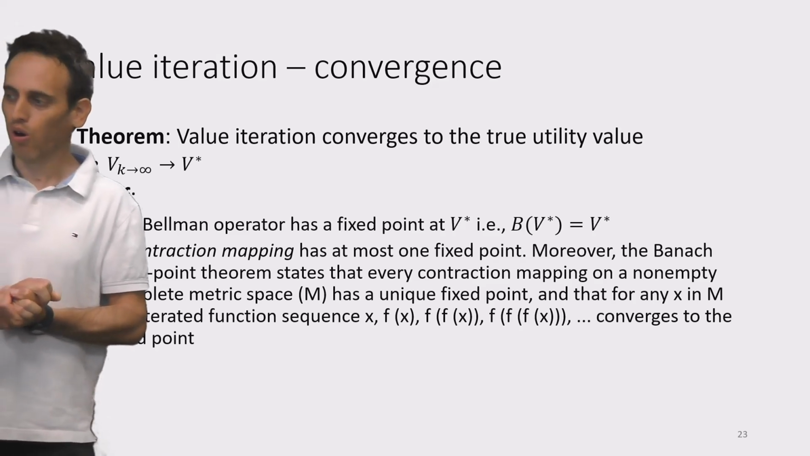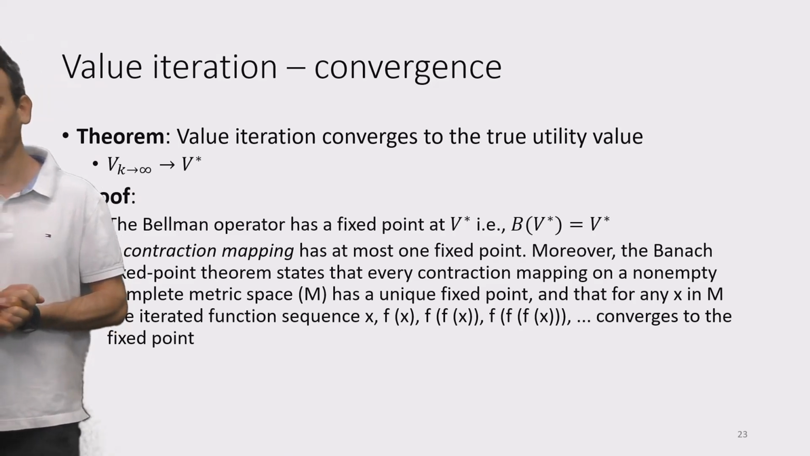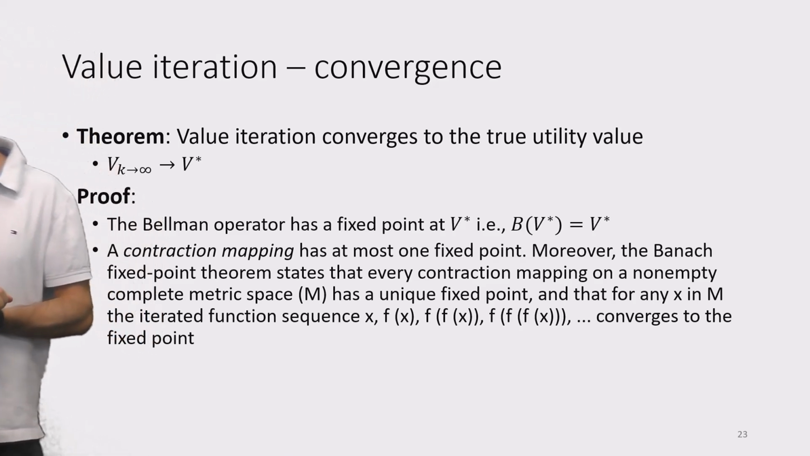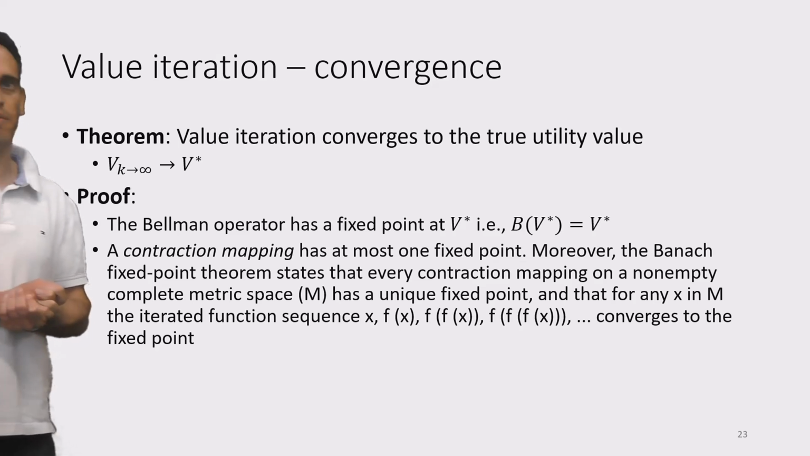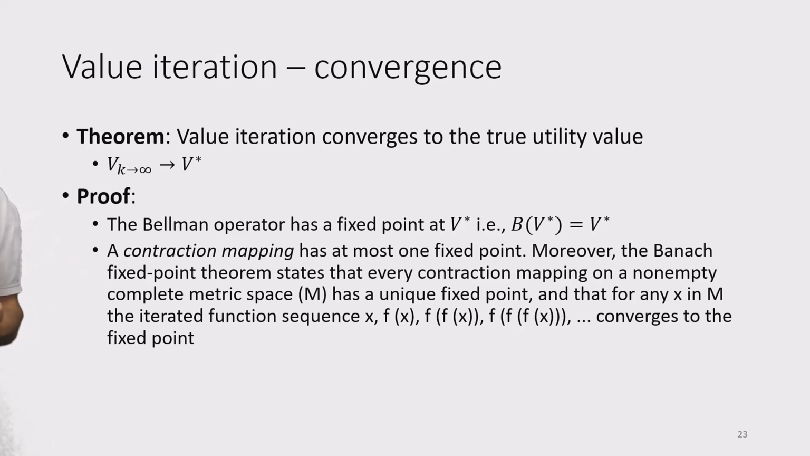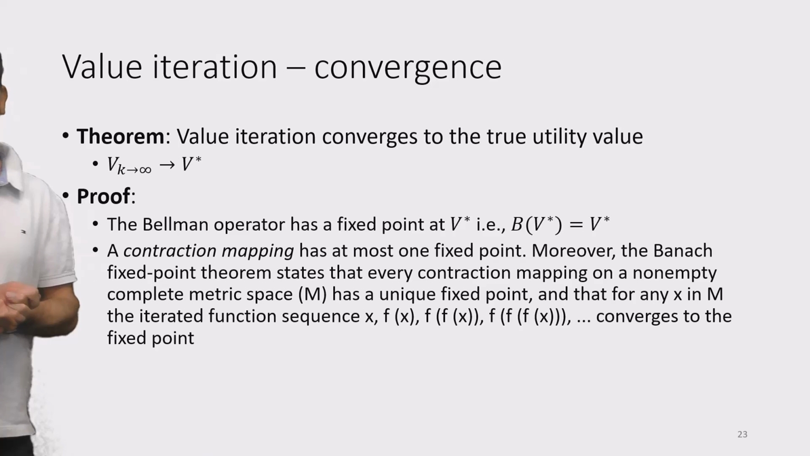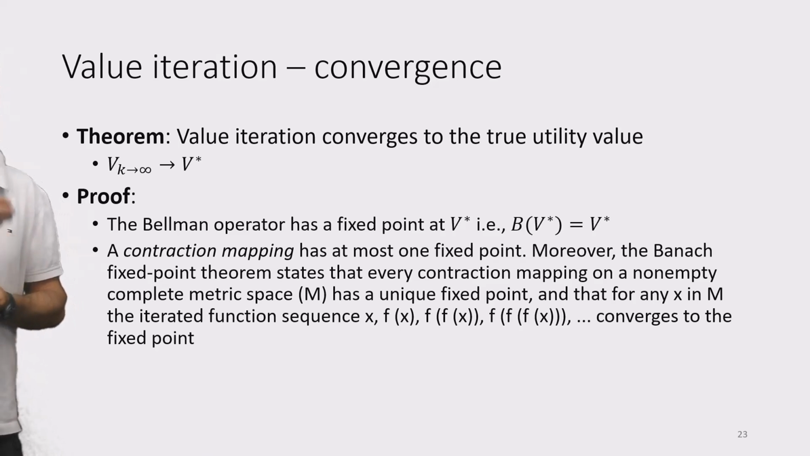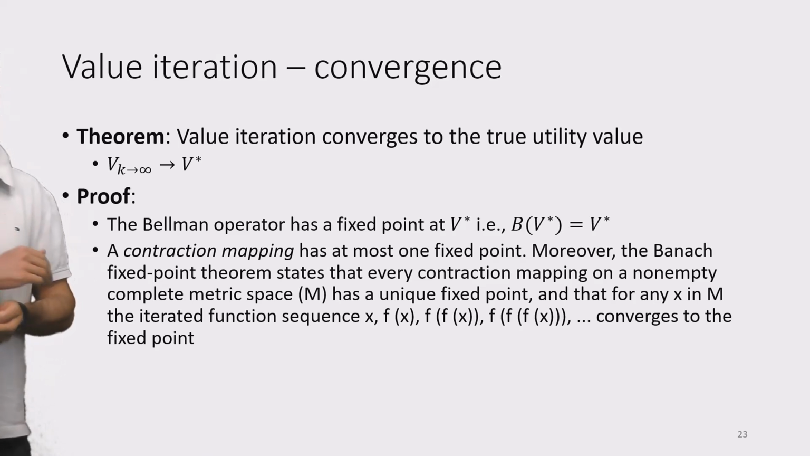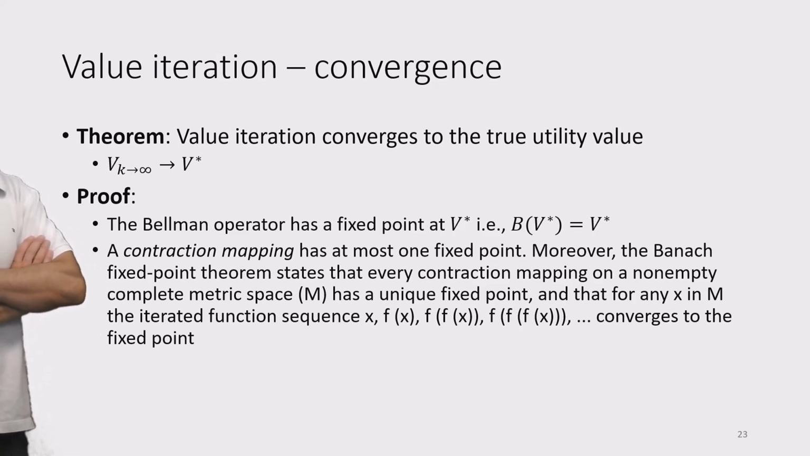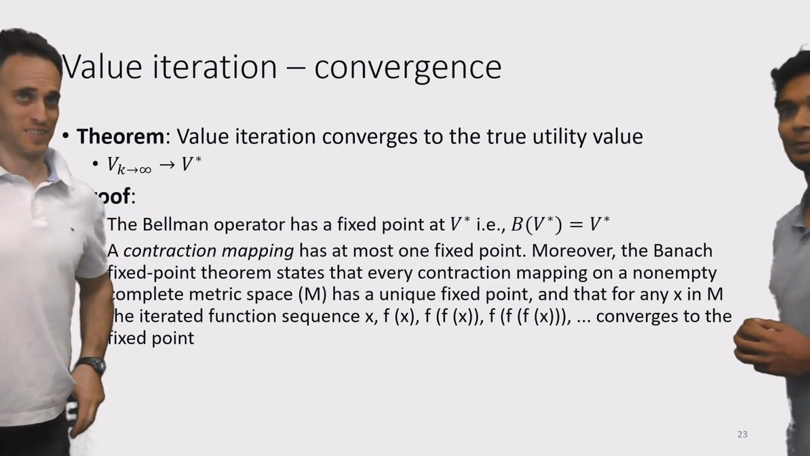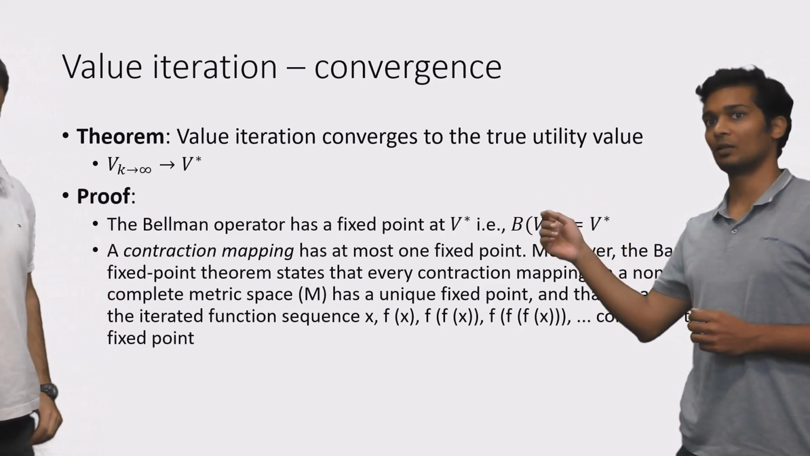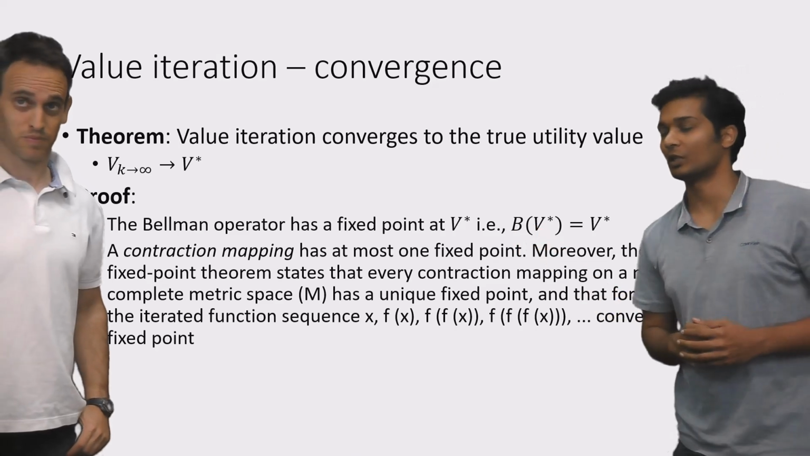And moreover, the Banach fixed point theorem states that every contraction mapping on a non-empty complete metric space M has a unique fixed point, and that for any x in M, the iterated function sequence x, f(x), f(f(x)), and so on converges to that fixed point. Okay? Question? Yeah. Professor, so would this mean that the optimal value function is unique?